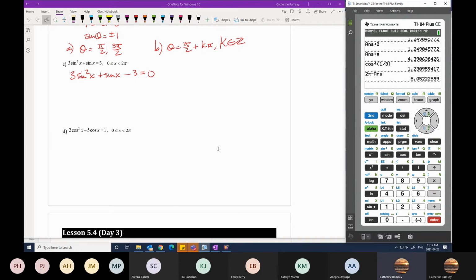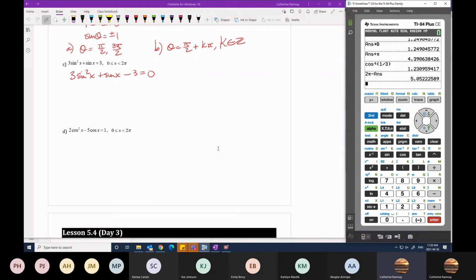So what does that mean? It means that we need to have another method to solve it. Does anybody know another method to solve a quadratic that doesn't involve factoring? Completing the square? Completing the square would be another method, but it's not probably my second choice.